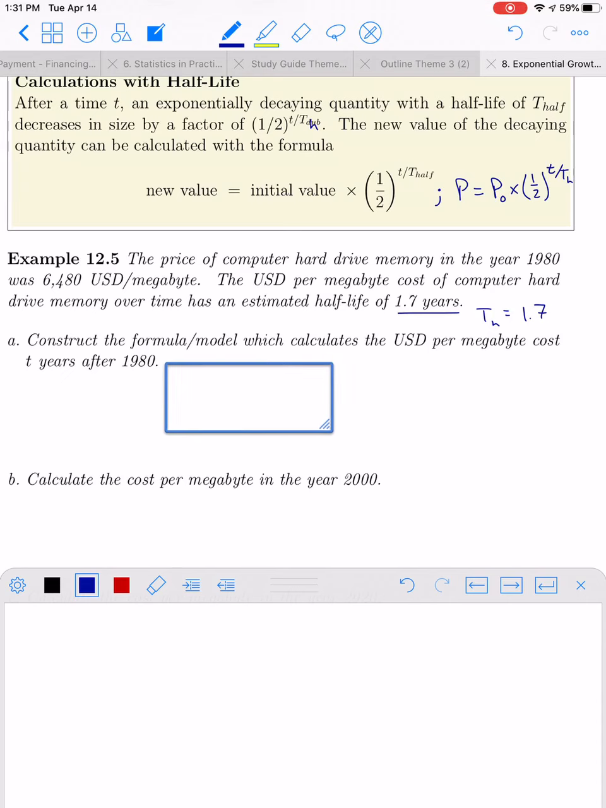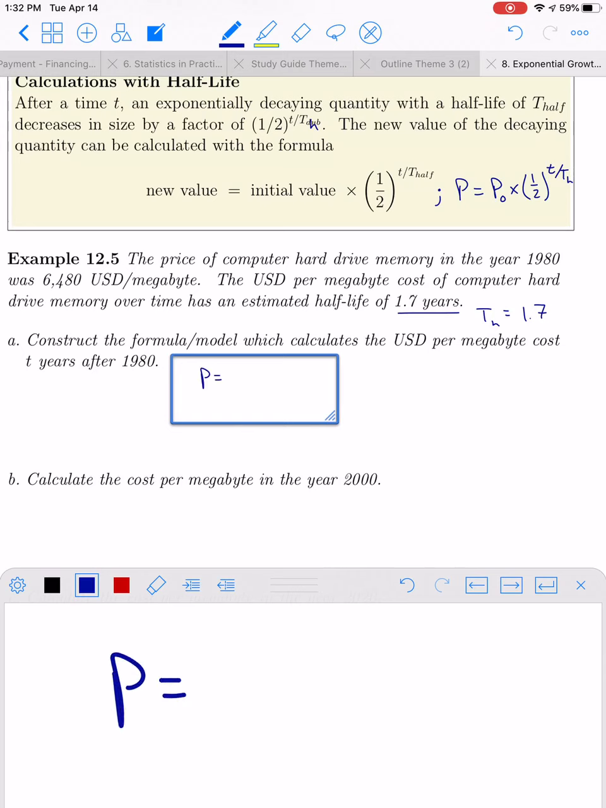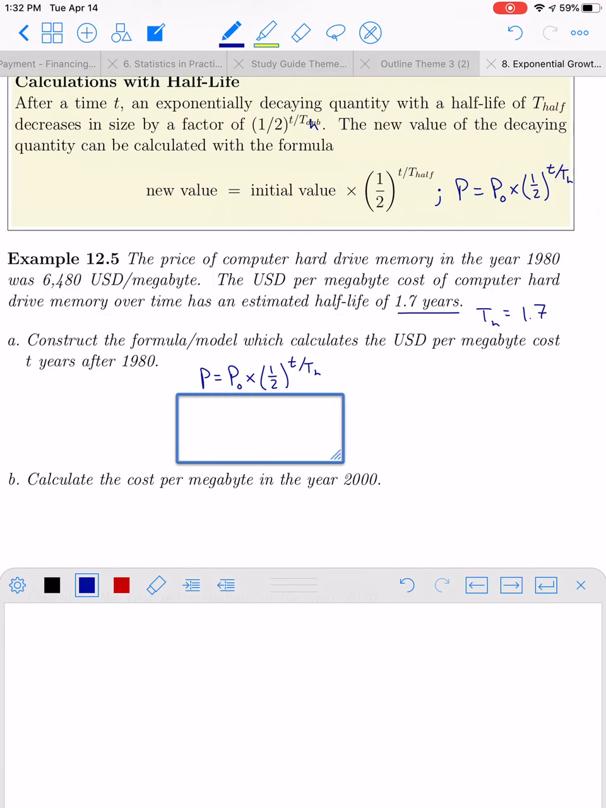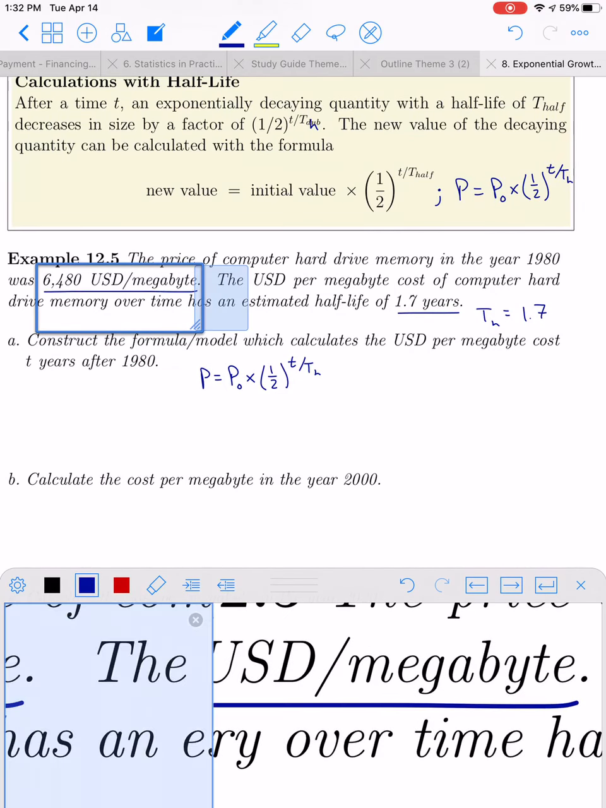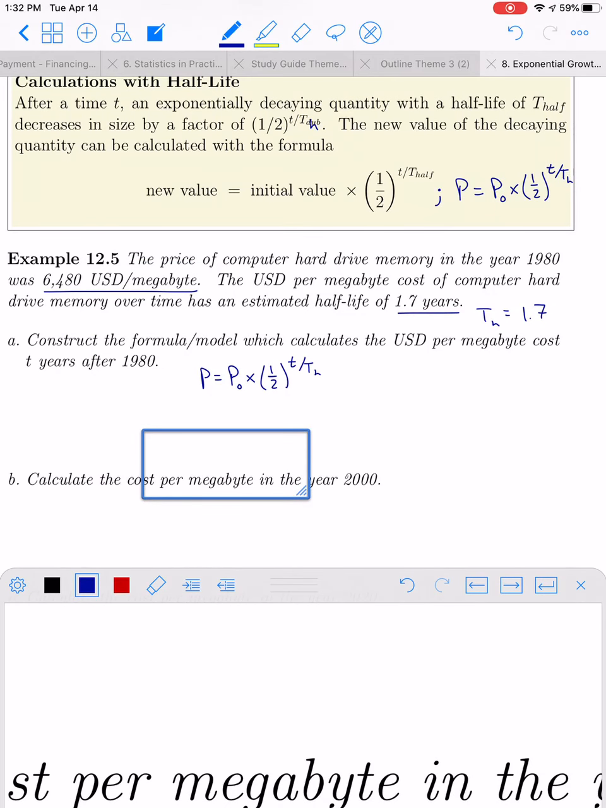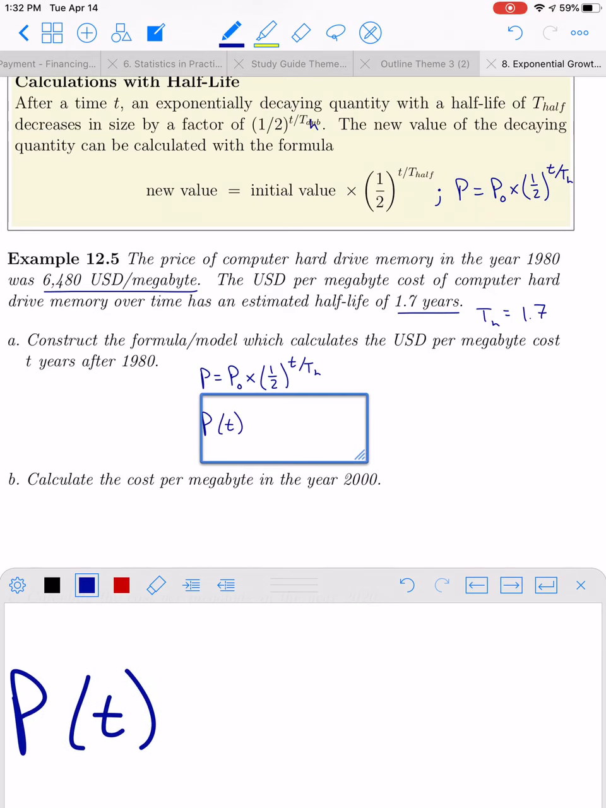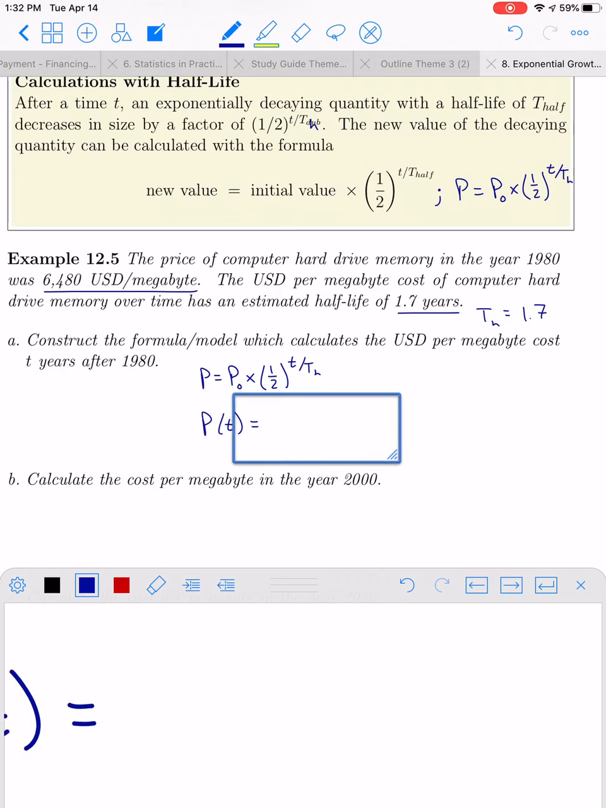In other words, we want to be able to predict what the cost per megabyte of hard drive memory in US dollars will be at any point in the future. And we'll be able to do this with varying degrees of accuracy. So what do we know here? P is equal to P naught times 1/2 to the T over our half-life time. Well, P naught, the only original amount that we know, is the cost of $6,480 per megabyte.